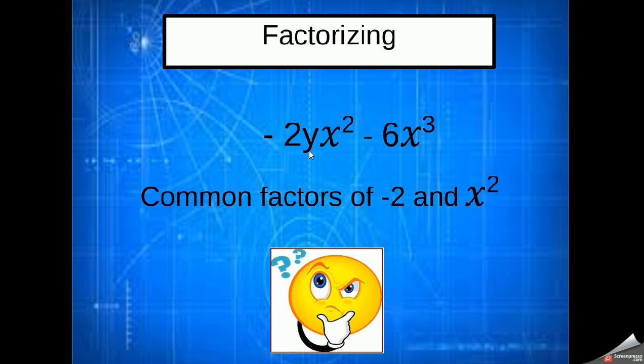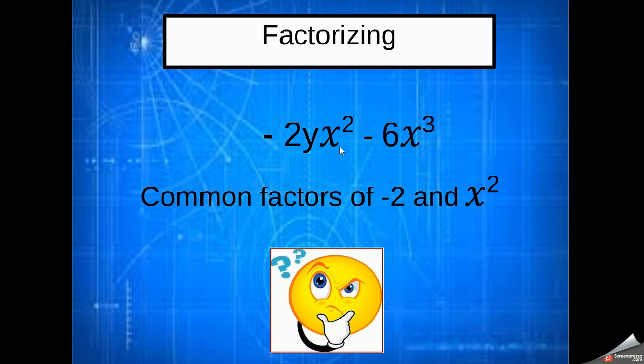Well, there's no y that's common to them. There's only a y over here, not in this one, so we can't divide it by y. But by here we've got x squared, x to the 2, and by here we've got x cubed. So x will definitely go into them, but because this is x squared, we can actually divide both of them by x squared. So the common factors are minus 2 and x squared.